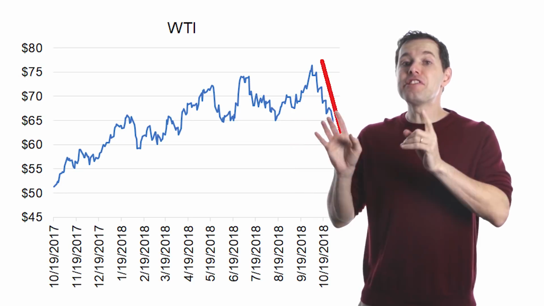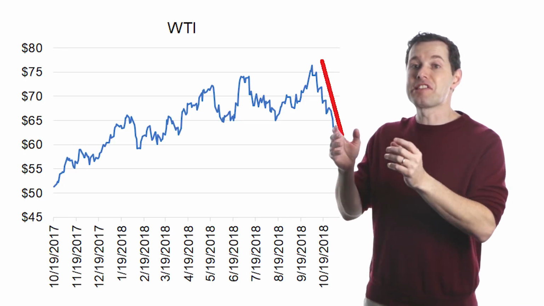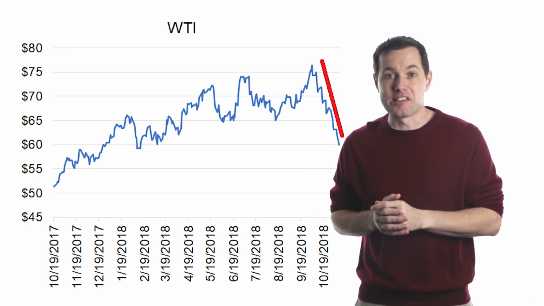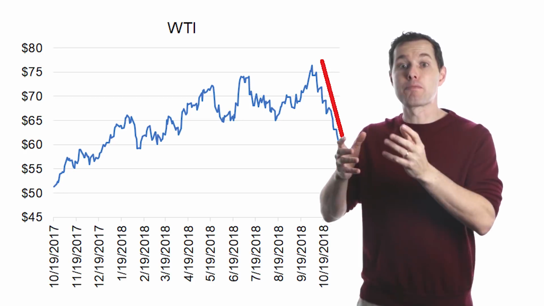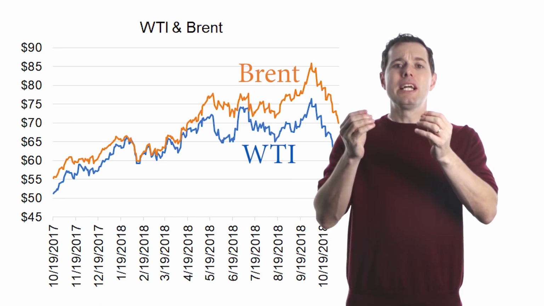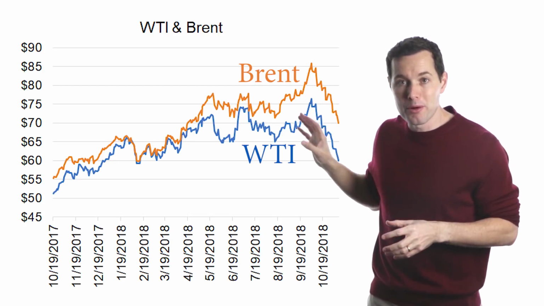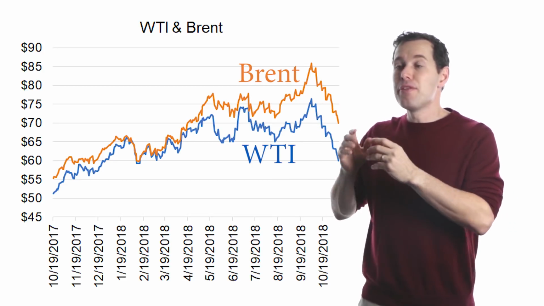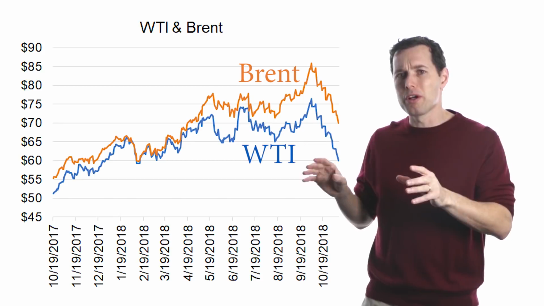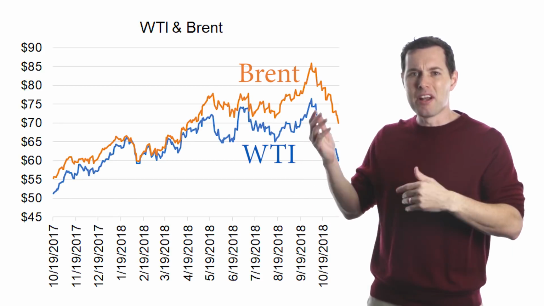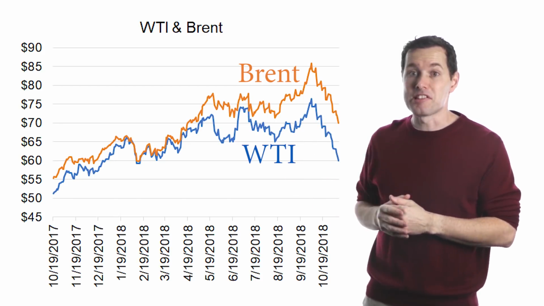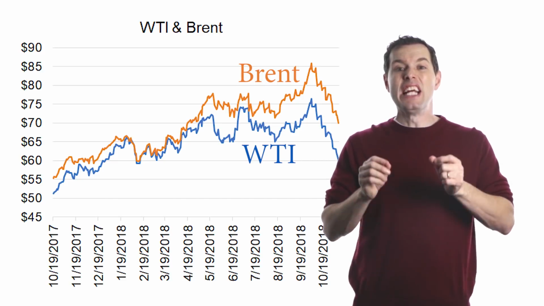Now, this is a chart for WTI, which is oil that comes out of West Texas. You may have also seen quotes for Brent oil. Brent oil is a quote for oil prices that come out of the North Sea off the coast of England. Typically, Brent oil is world oil, WTI is American oil, but they act very similarly to each other, as you can see here.